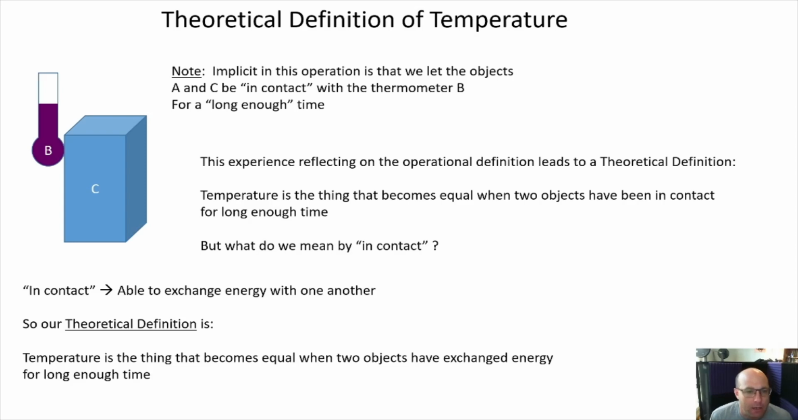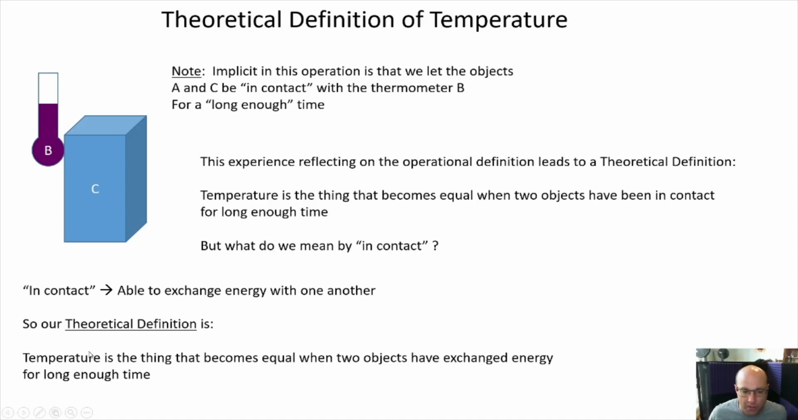So what do we mean by in contact here? Because we keep saying that and we haven't really defined it. And so what I want to say, which I think will only become clear as we go on in the course, is that the phrase in contact here means able to exchange energy, right? And so our theoretical definition of temperature that's going to be probably the most important for us going forward is that temperature is a thing that becomes equal when two objects have exchanged energy for a long enough time. Okay?